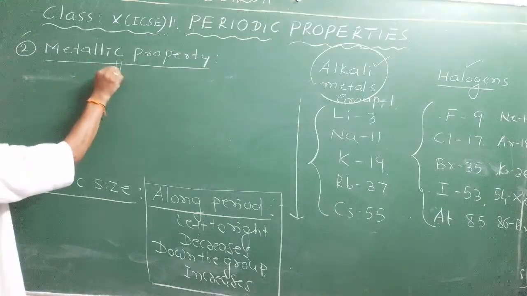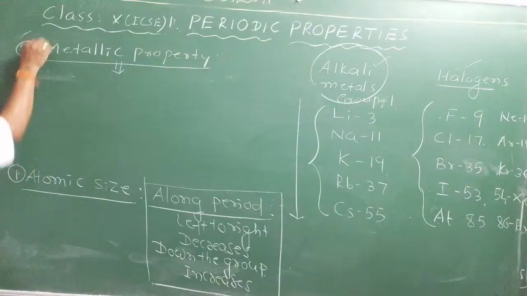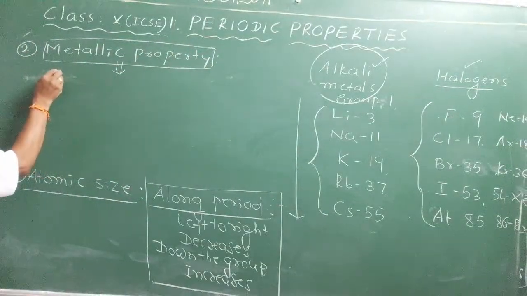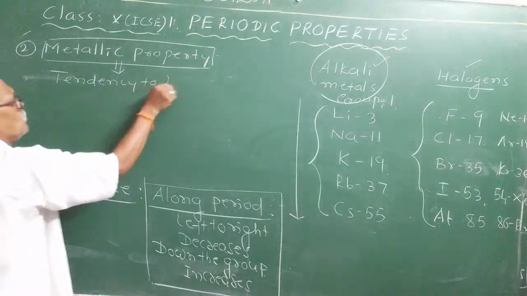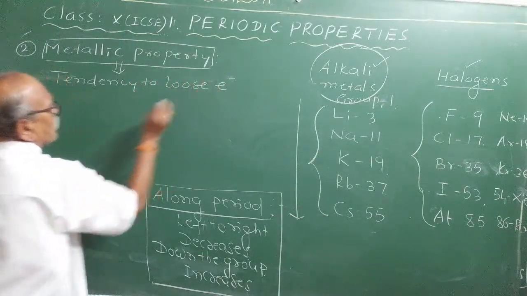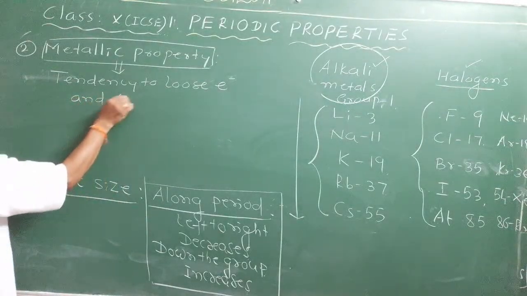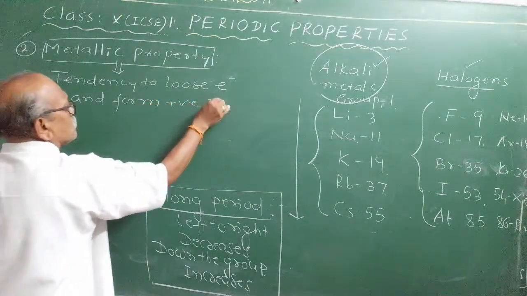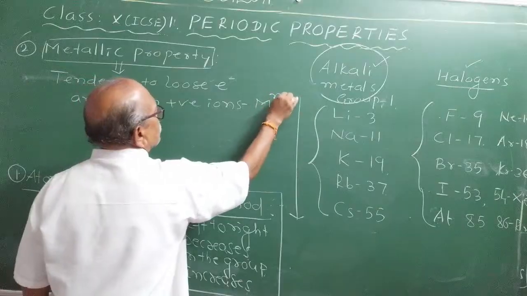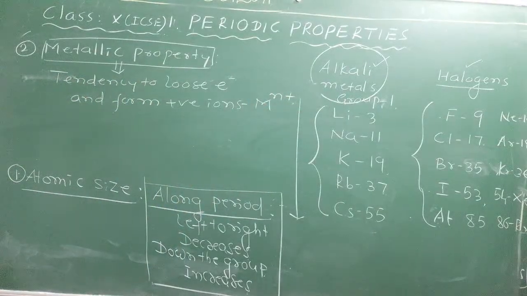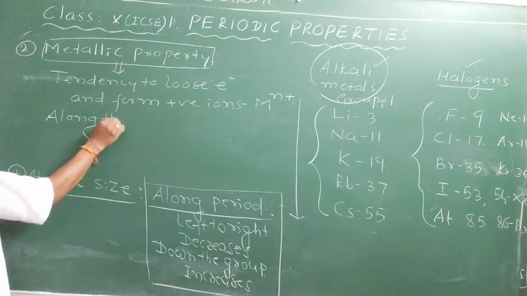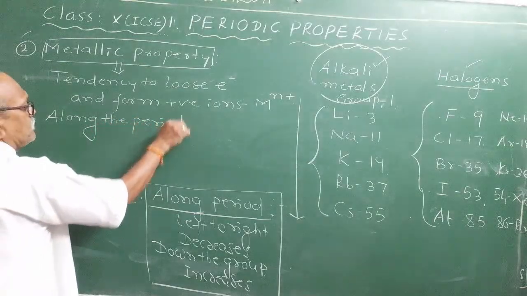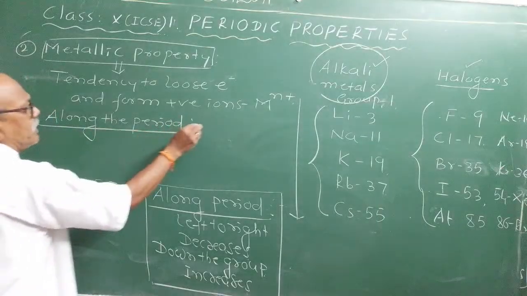So metallic property meaning what? The meaning of metallic property is the ability to readily lose electrons. Tendency to lose electrons readily and form positive ions, that is, metals. This is metallic property. Along the period, from left to right, what happens to the metallic property, and why does it happen? Along the period, metallic property decreases.